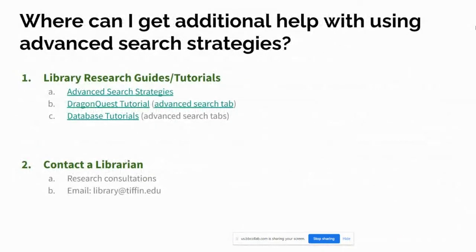So to kind of wrap things up, you're able to get additional help with using these strategies a couple different ways. First, we have an advanced search strategies tutorial as well as a Dragon Quest tutorial. We also have a lot of database tutorials that have a section on how to do advanced searches. So you can always check those out and get help that way, because there's always screenshots and videos that are going to help you learn how to do an advanced search.